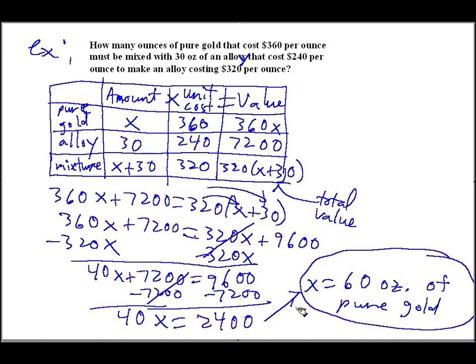All right, so that's our solution, 60 ounces of pure gold. Again, you want to practice setting up this table here. Get material 1, material 2, mixture, and then amount times unit cost equals what value. And we fill out one column at a time here. All right, let's try another one. Let me clear out this table.